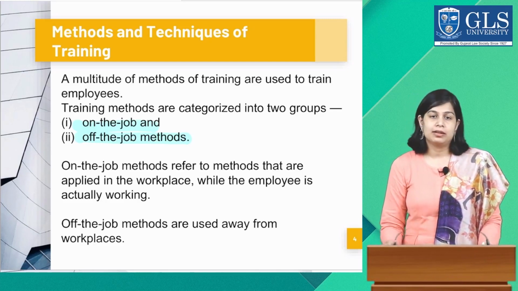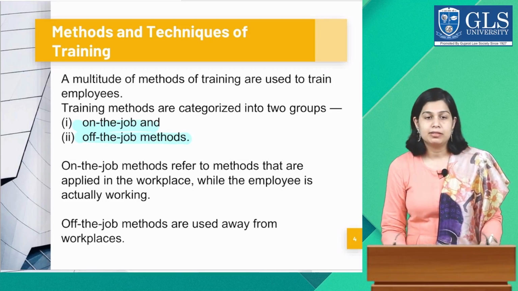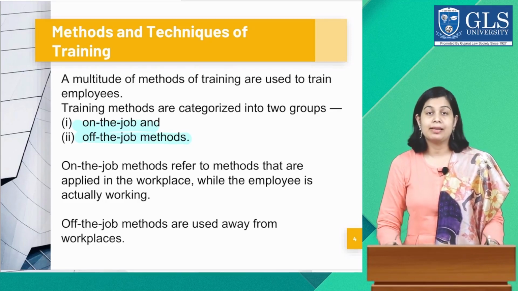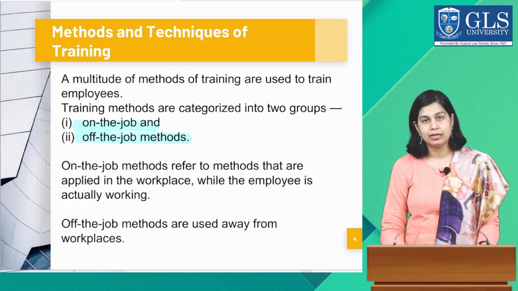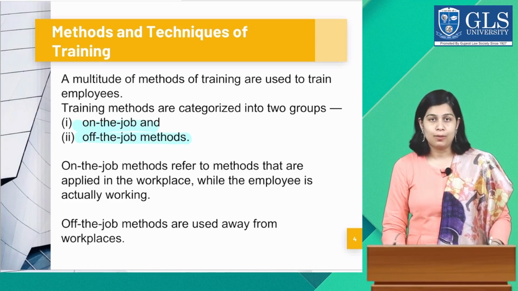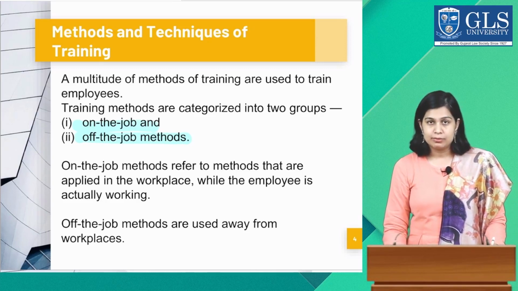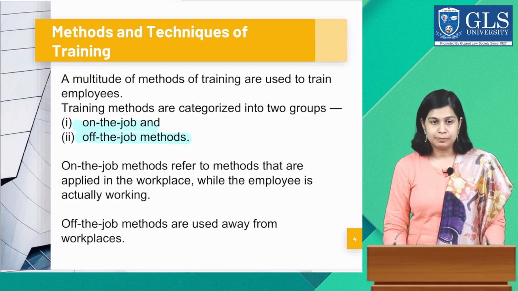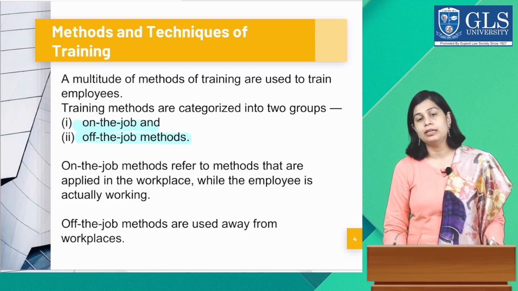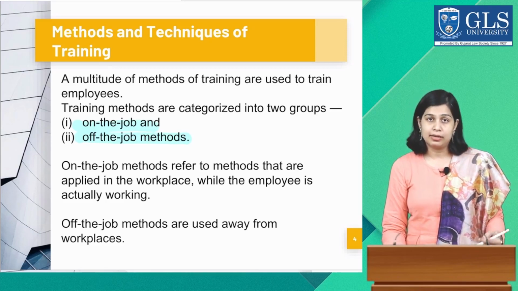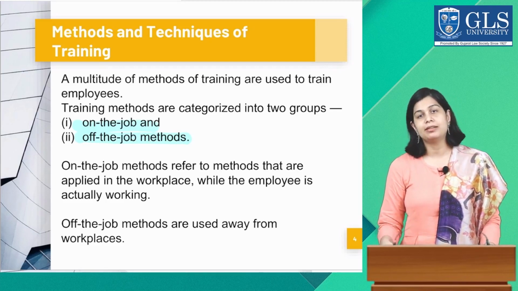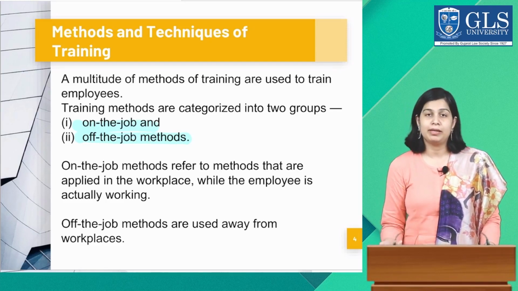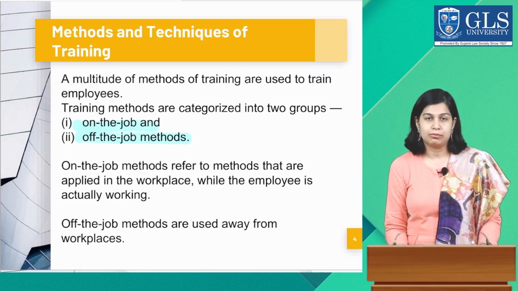On the job methods refer to the methods that are applied in the workplace while the employee is actually working. It is like on the job training, OJT, where trainees get a chance to learn while they earn. We will be talking about on the job as well as off the job methods. Off the job methods are usually the methods where employees are learning away from the workplace. They are not contributing directly to the work, but they are learning and developing decision making skills away from the workplace, for example, university lectures.